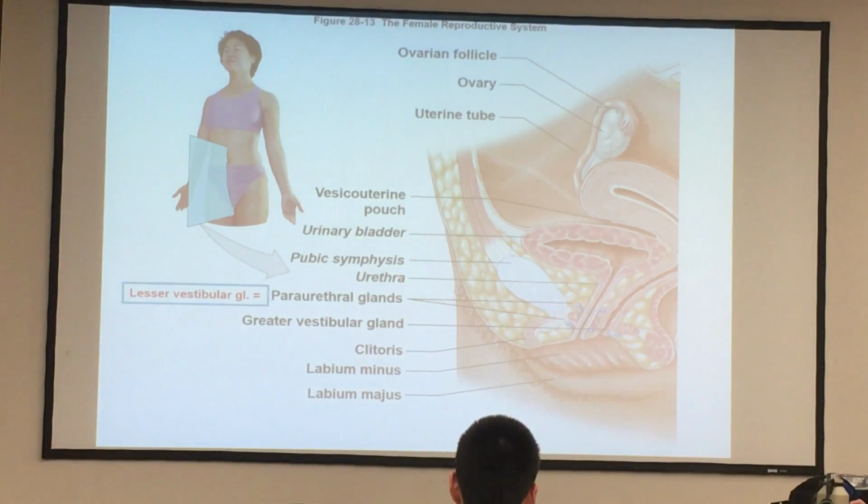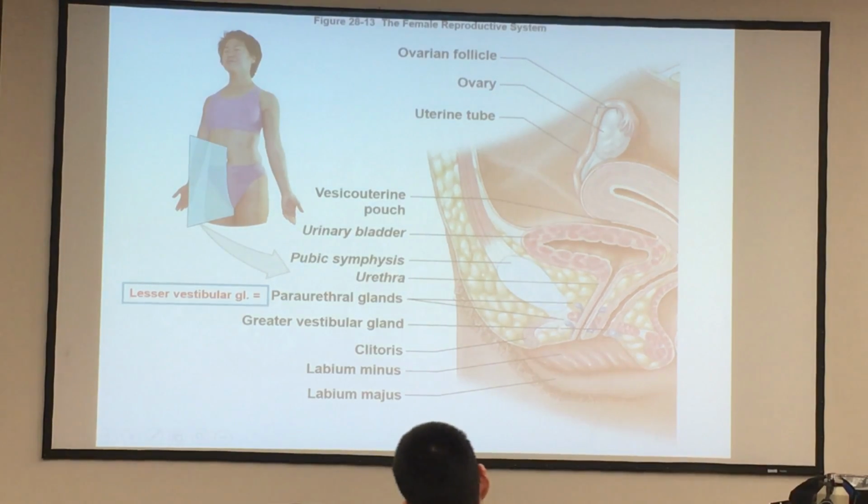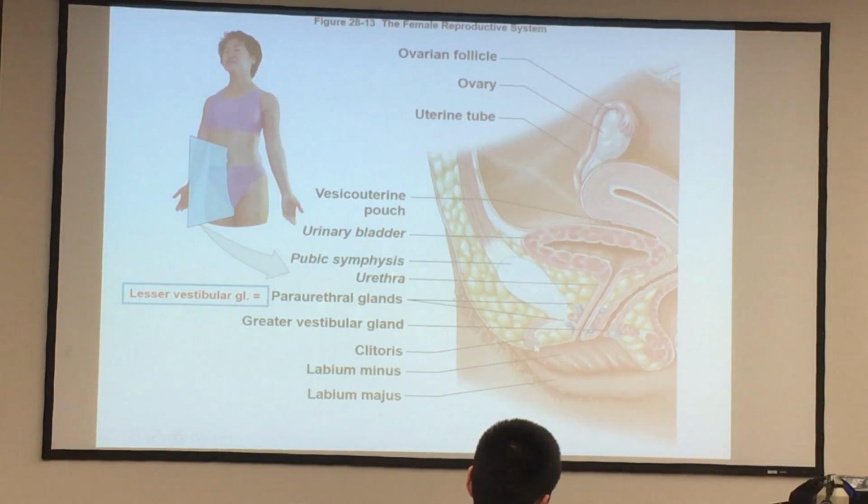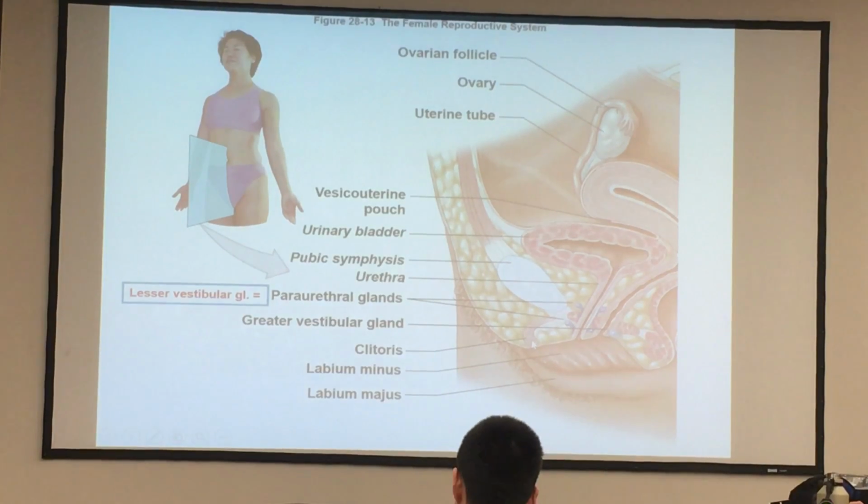And then this one, the greater vestibular gland, we have a model that can show you. We don't have a model to show you the lesser vestibular gland. That's near the opening of the urethra here. Okay, and here's the clitoris. It also has a little prepuce on the top, and it is buried inside the body. Okay, that is the part.